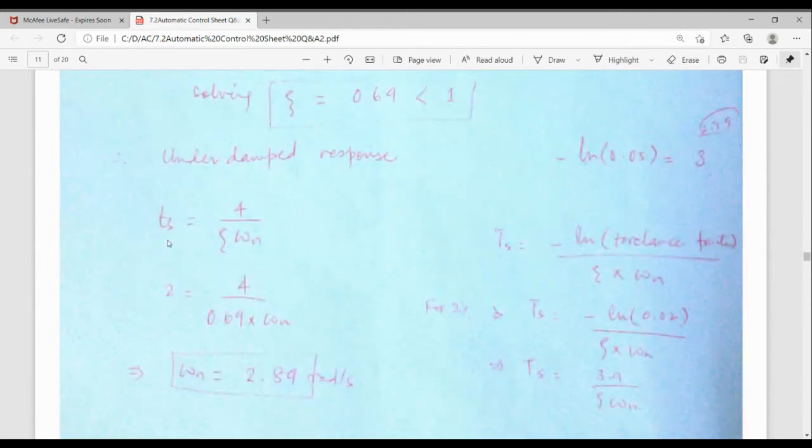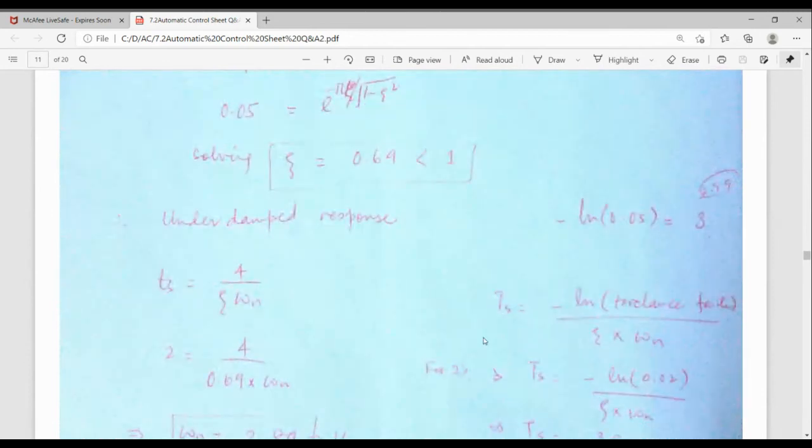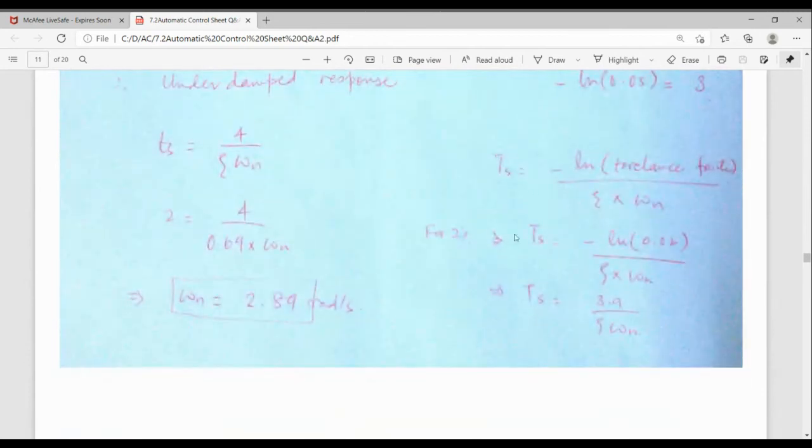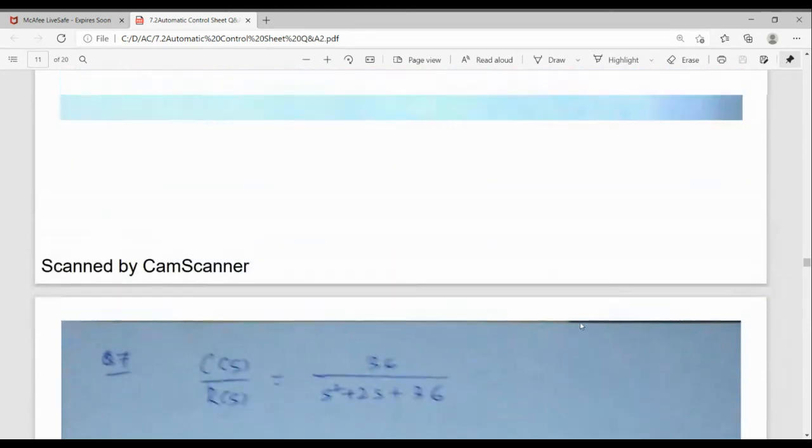Then settling time. Settling time formula is 4 divided by zeta omega n. Upon substitution, settling time is given, substitute here, you will get omega n value as 2.89 radians per second. Now what is Ts here? Here also settling time. Okay.